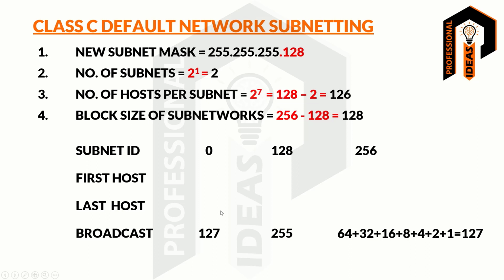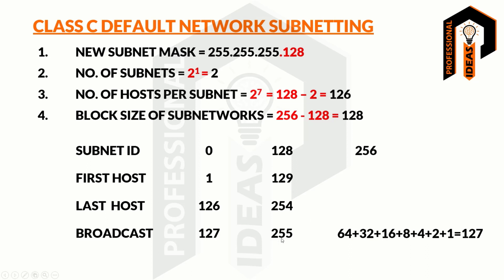Valid hosts will be between the subnet ID and broadcast address. So the first valid host for the 0 subnet will be 1 and the last valid host for the 0 subnet will be 126. Similarly, the first valid host for the 128 subnet will be 129 and the last valid host for the 128 subnet will be 254. As a result, we got 2 subnetworks, 0 and 128, with 126 valid hosts and 127 and 255 as the broadcast address for 0 and 128 subnets respectively.